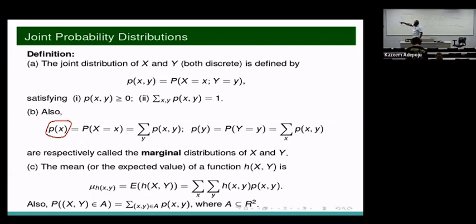Now if you take a look at C, the mean of a function of jointly distributed variables, where you have more than one variable, we basically want to figure out the mean.